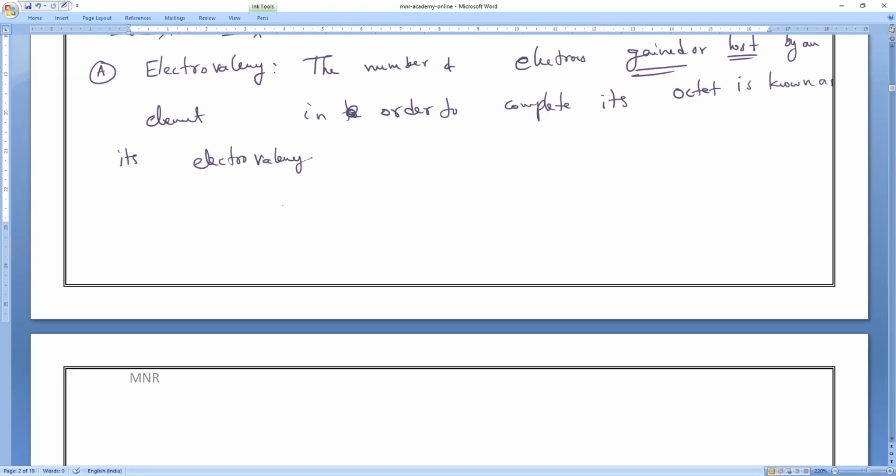First, ions. Ions are two types. I already taught you. What is ions? One is cations and another one is what? Anions. Remember, cations, positive charge, anions, negative charge. Cations will form by loss of electrons. Anions are formed by gain of electrons. Note it, everyone.